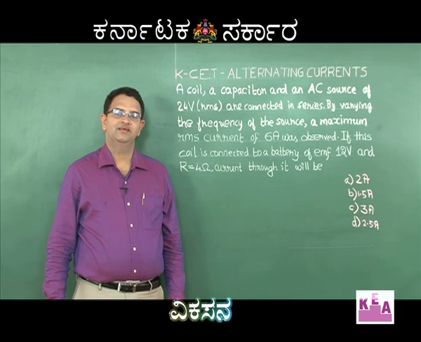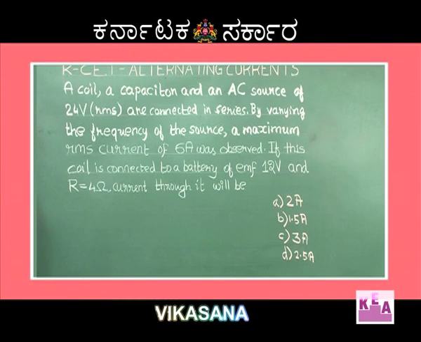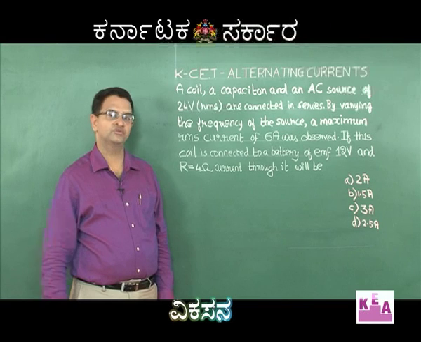Dear student, let us now look at another interesting question from this chapter. A coil, a capacitor, and an AC source of EMF 24 volts RMS are connected in series. By varying the frequency of the source, a maximum RMS current of 6 ampere was observed. If this coil is connected to a battery of 12 volts and resistance 4 ohms, the current through it will be. So here we are talking about two circuits.